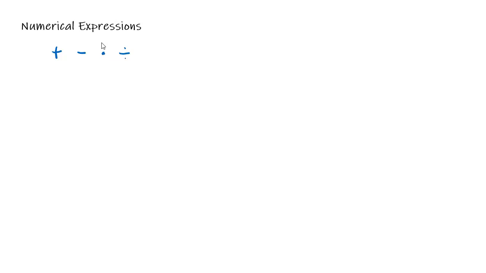Here's an example of a numerical expression: 7 minus 2 times 3. Okay, this is a numerical expression. It has the numbers 7, 2, and 3, and it has the operations subtraction and multiplication. Now the question is, how would you simplify this? Would you subtract 7 and 2 first, or would you multiply 2 and 3 first?